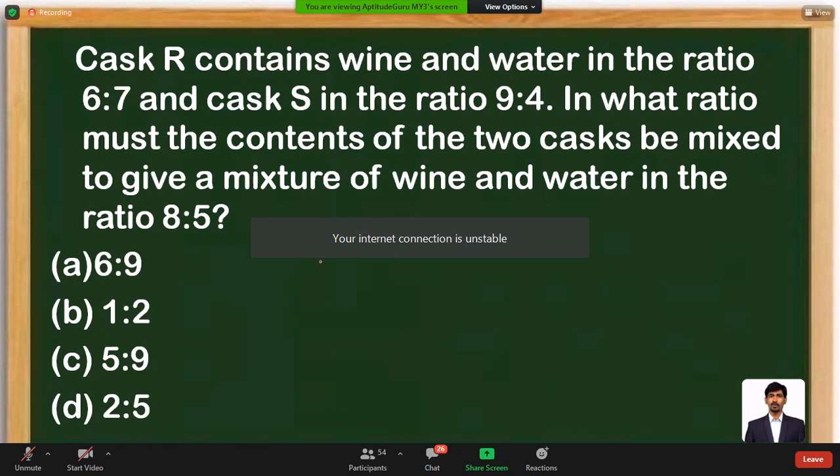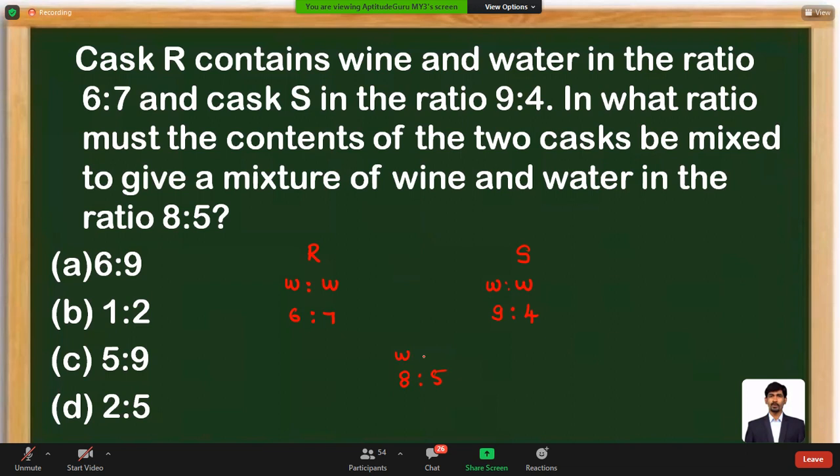So here also, cask R contains wine and water. The ratio of wine and water is 6 is to 7. Cask S contains wine and water in the ratio of 9 is to 4. In what ratio are these two mixed so that the final mixture should have wine and water in the ratio of 8 is to 5?